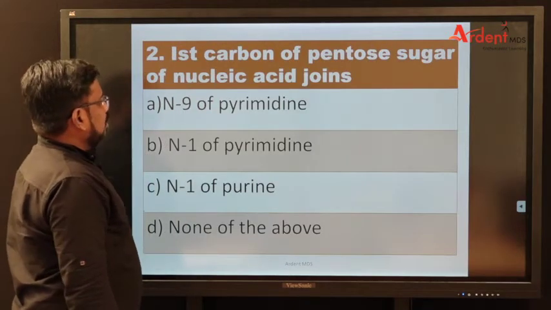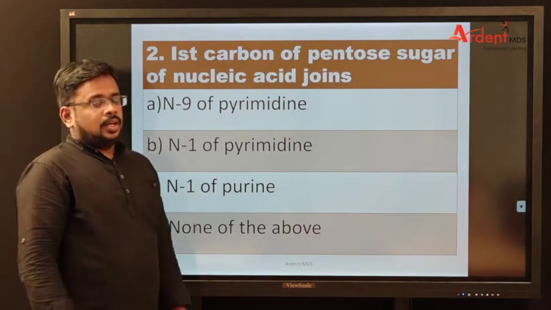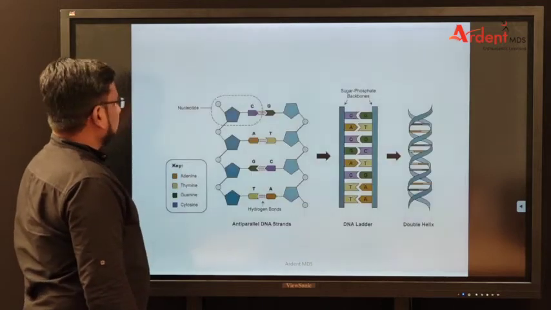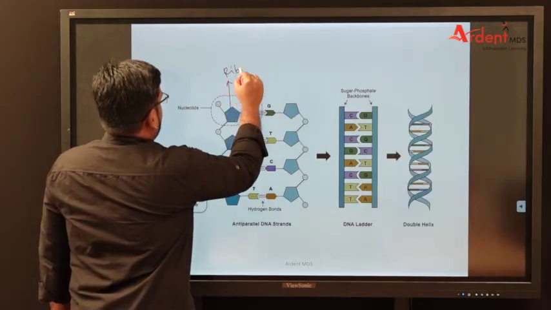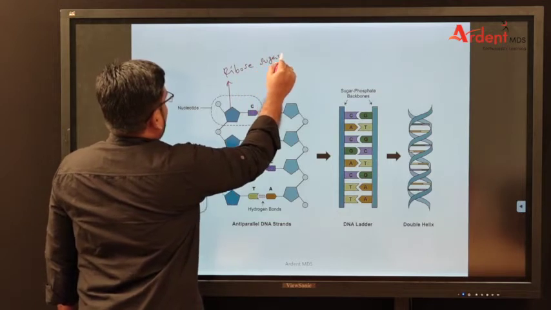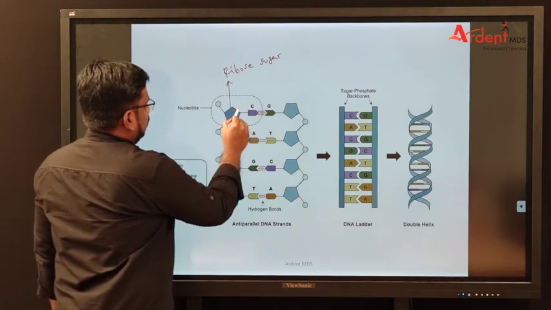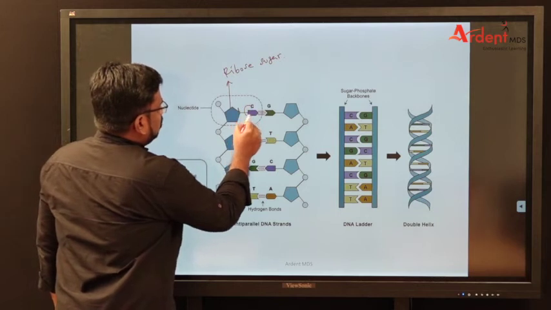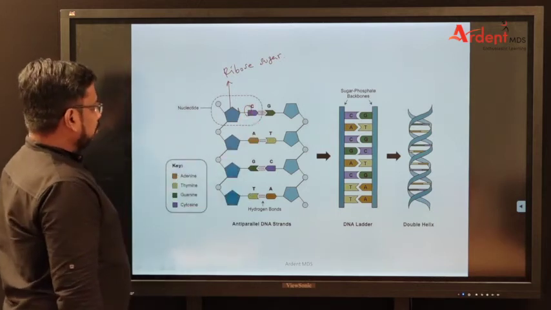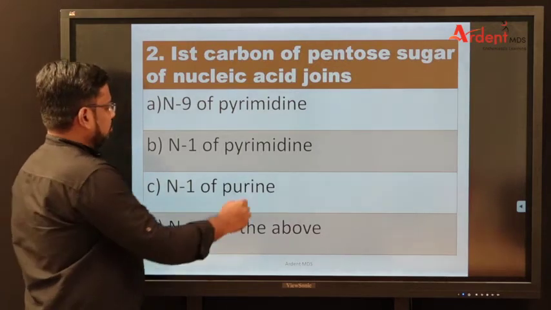Right. Question number 2. The first carbon of pentose sugar of nucleic acid joins with. To answer this question, you have to know the structure of DNA. If you see this, this is the ribose sugar. Ribose sugar is a pentose sugar, that means it has 5 carbons. Among these, the first carbon joins with which nitrogen of the pyrimidine or purine? So this is the question which was asked. The answer for this is the second option.